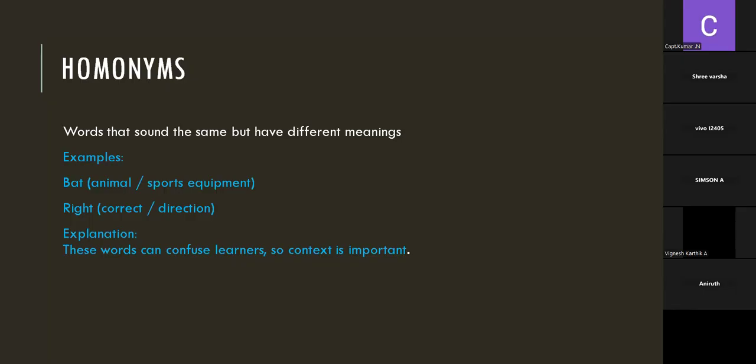Now let me see the detailed explanation. Homonyms sound the same but have different meanings, right? So homonyms can confuse learners. While reading this, we have to be very clear because they sound the same but mean very different things. For example, the word left can mean direction or the past tense of leave. So understanding context is very important to use them correctly.